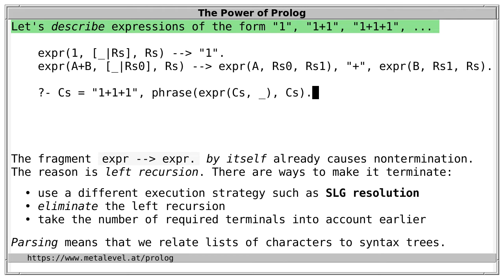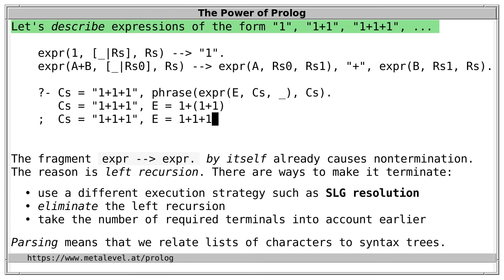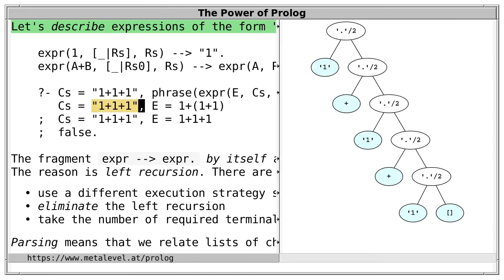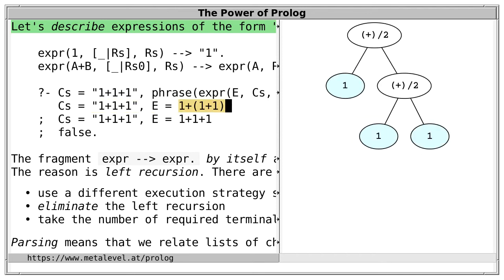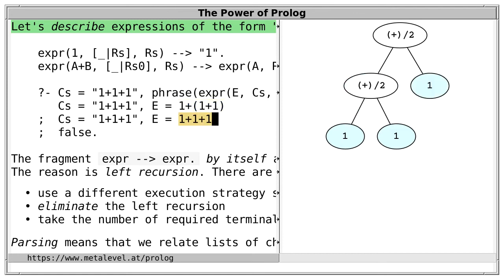And in the query, we simply ask for the parsed expression e. And as answer, we get this as the first solution, this as the second solution, and no other solution. So what we see here is that this string can in fact be parsed in two different ways. It can be parsed as the expression 1 plus 1, associating to the right, and also as 1 plus 1 plus 1, associating to the left. So the grammar is in fact ambiguous.